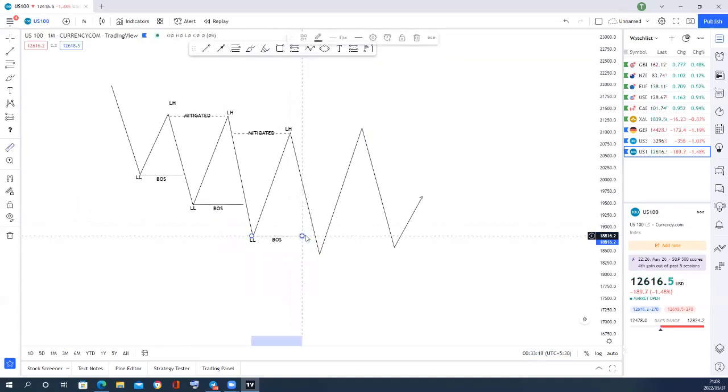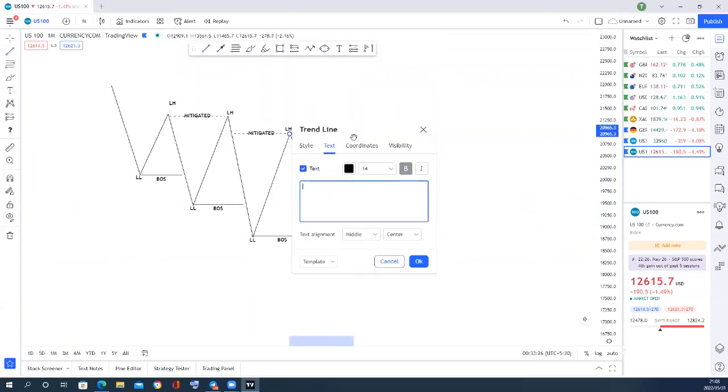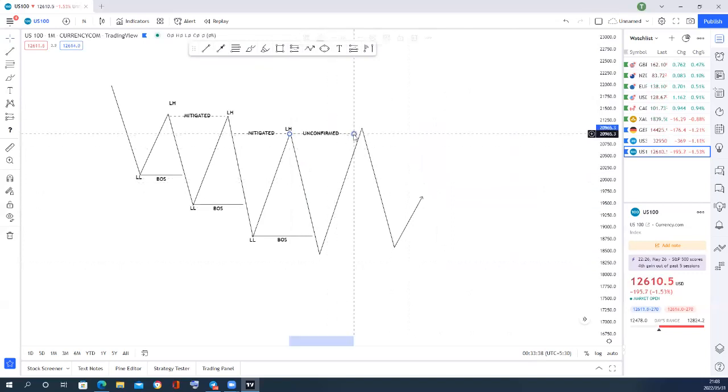But then at this level, what does the market do? The market fails to respect this point of interest. And then look what it does. It goes out to break this lower high. So at this level we have what we call an unconfirmed trend. You understand? The market is currently unconfirmed. We do not know where the market might go.